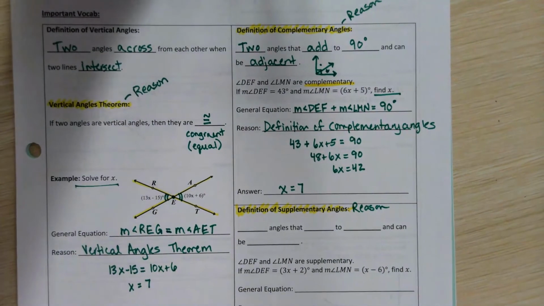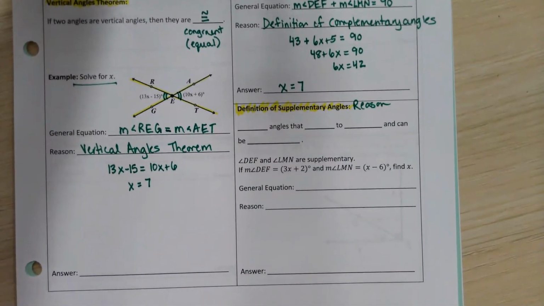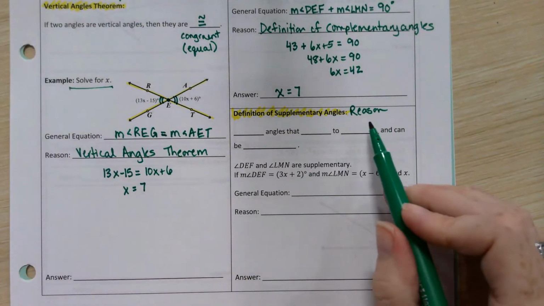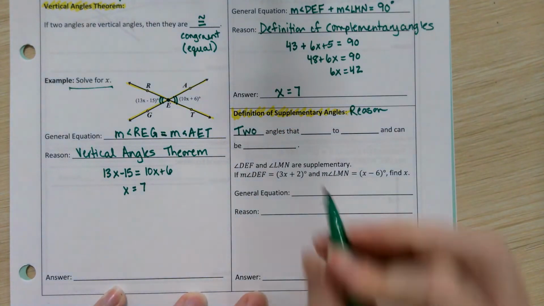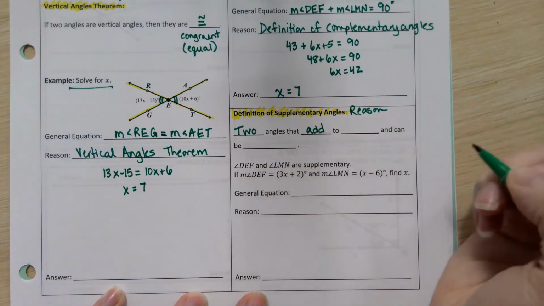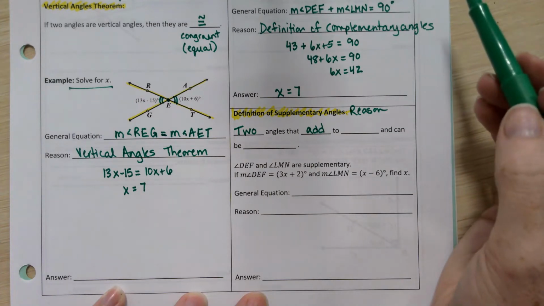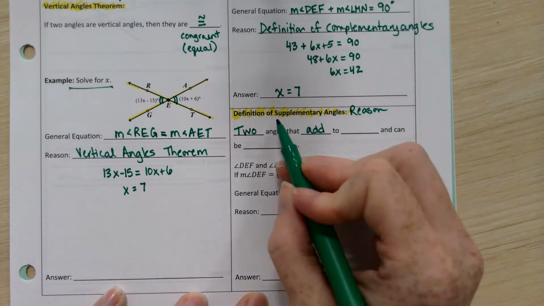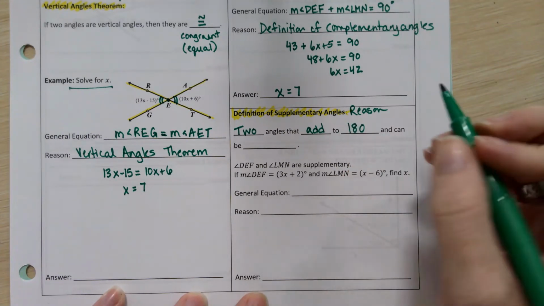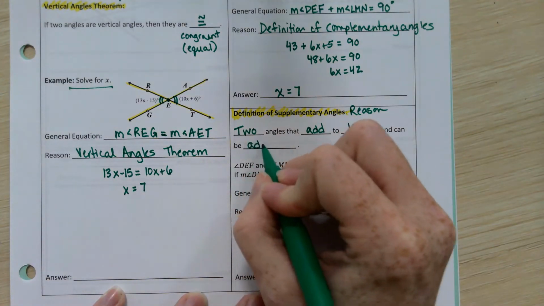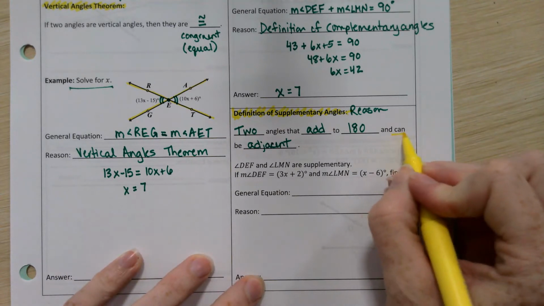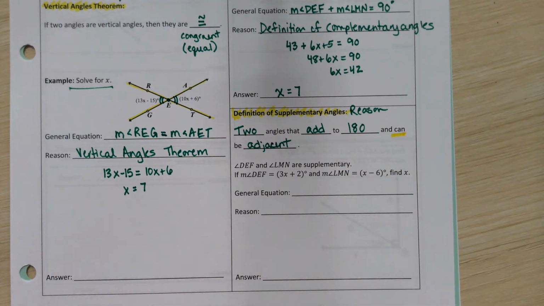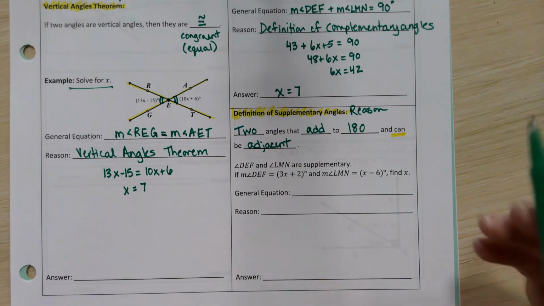Our last type of problem is the definition of supplementary angles. So our final reason, the 6th one. Supplementary is going to be angles that still add up to a specific amount, but not 90 degrees like complementary. Instead, supplementary angles add up to be 180. You might be thinking, well, wait a minute, that sounds a whole lot like linear pairs. And you're right, it is very similar to a linear pair, except a linear pair must be adjacent, and supplementary angles are not necessarily adjacent.